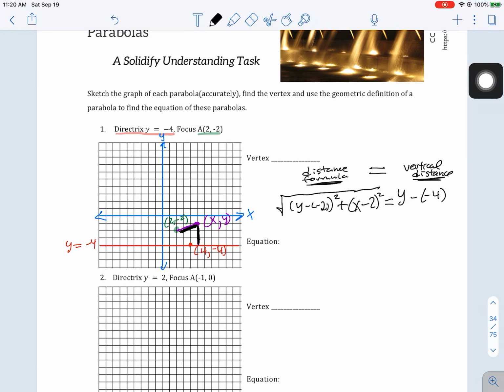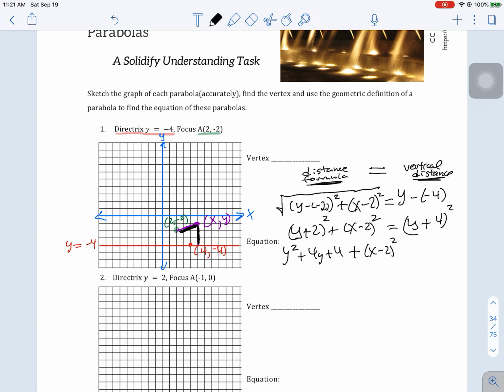We can expand that by squaring both sides. So we get y plus 2 squared plus x minus 2 squared equals y plus 4 squared. All right, and I'm only going to square the y term here. Y squared plus 4y plus 4 plus x minus 2 squared equals y squared plus 8y plus 16. The reason I'm not squaring the x term is because I'm going to use that in my quadratic equation. We can eliminate some things.